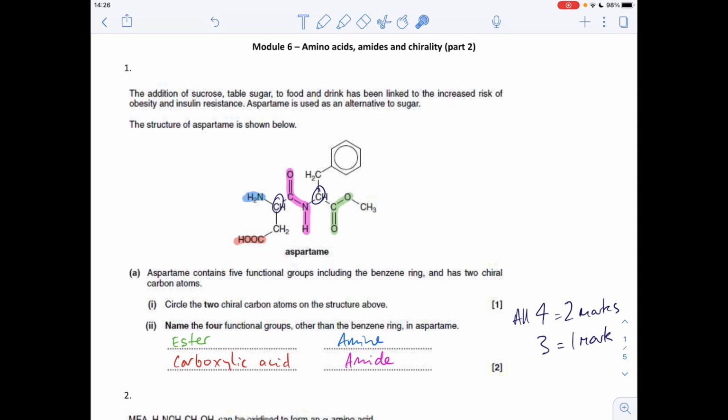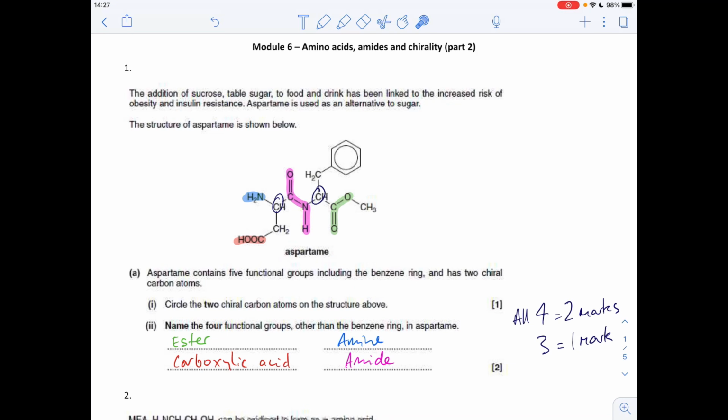Okay, so the first question, we've got to circle the two chiral carbon atoms in aspartame. So basically we're looking for two carbon atoms that have four different atoms or groups of atoms attached. So this one here has got the NH2 group, the H, this group here, and all of that there. So that's four different groups, so that's a chiral carbon. And likewise this one here: hydrogen, this thing with the benzene ring on the end, this here, and then all of that. So there are your two chiral carbons.